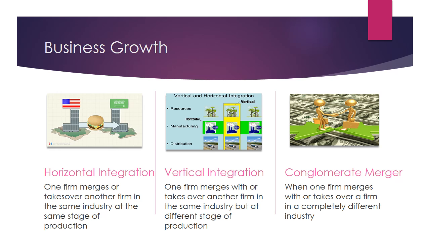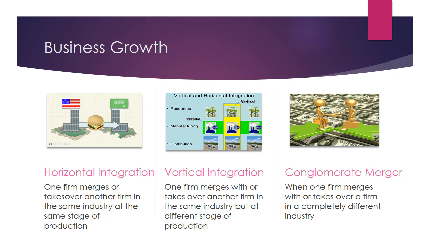So here an example is, say you're in a fast food company, you're McDonald's. If McDonald's decided to take over one of the fast food chains in Saudi Arabia, that would mean that it was taking over another firm in the same industry. The important part is it should be at the same stage of production, so either manufacturing or retailing. So a fast food company like McDonald's, imagine if it was only retailing and then it takes over another retailer in Saudi Arabia. That is horizontal integration.